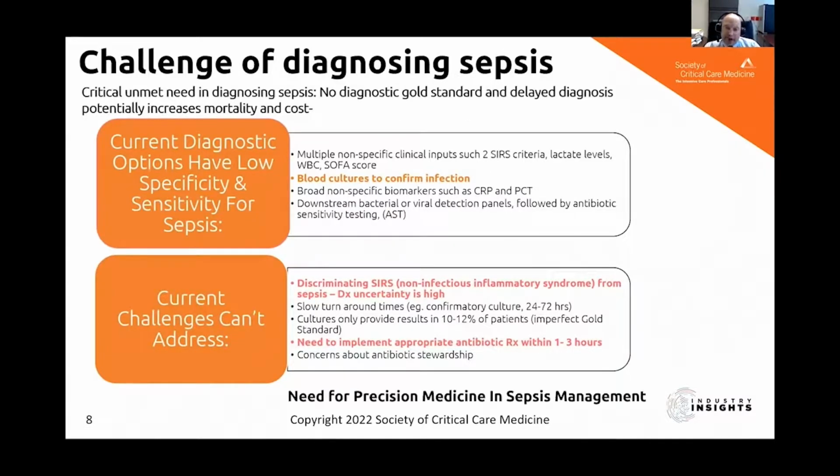So we have a challenge, and the challenge is to make a timely diagnosis of sepsis in a time when we do not have a gold standard for diagnosis, and recognize that if we delay the diagnosis of sepsis, we potentially delay institution of effective antibiotic therapy and other support strategies, and this can result in increased mortality and increased costs. And unfortunately, what we currently have with either the SIRS criteria, the new Sepsis III criteria, using lactate, using white cells, is we have a definition that actually still lacks specificity and sensitivity.